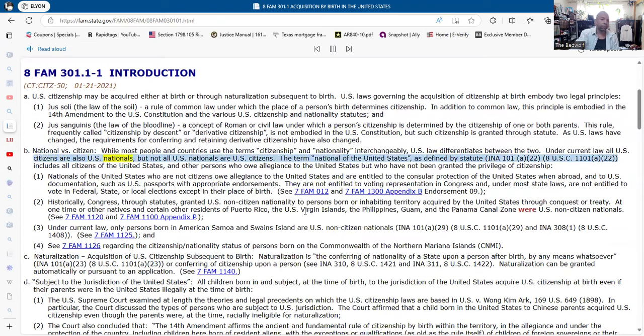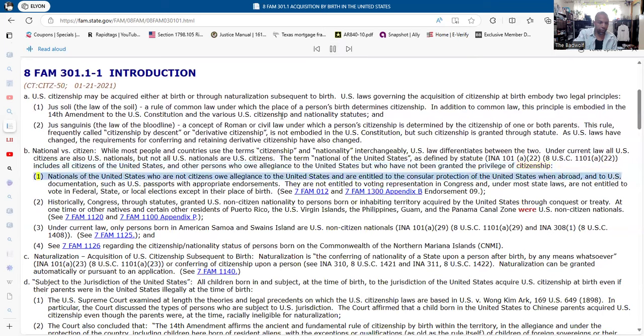Citizens are also U.S. nationals. But not all U.S. nationals are U.S. citizens. The term national of the United States, as defined by statute, INA 101(a)(22), 8 U.S.C. 1101(a)(22), includes all citizens of the United States, and other persons who owe allegiance to the United States, but who have not been granted the privilege of citizenship. So they're defining different things here, because there are those who have not been granted the privilege of citizenship. We as state citizens and nationals born here, we get it. But the people in the outskirt islands don't get this. Politically, we're connected, but they are their own thing. They're under our umbrella, but they are their own thing.